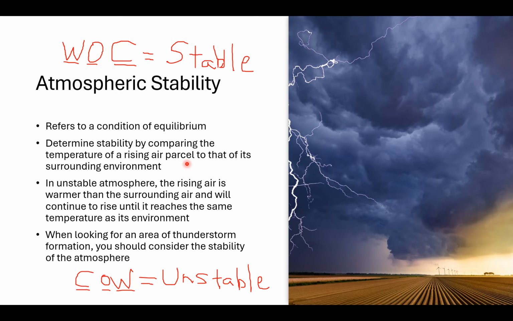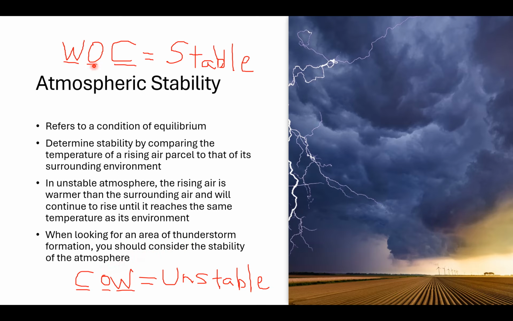As it rises, it cools. As it sinks, it warms. And then comparing the air parcel temperature to the surrounding environment. So bottom line here is an unstable atmosphere. When it occurs, the rising air parcel is always going to be warmer than the surrounding environmental air. And because of this, with a warmer air parcel as compared to the surrounding environmental air, that air parcel is going to want to continue to rise in the vertical until it reaches that same temperature value as its surrounding environment. When looking for an area of thunderstorm formation or development, you should definitely consider the stability of the atmosphere.